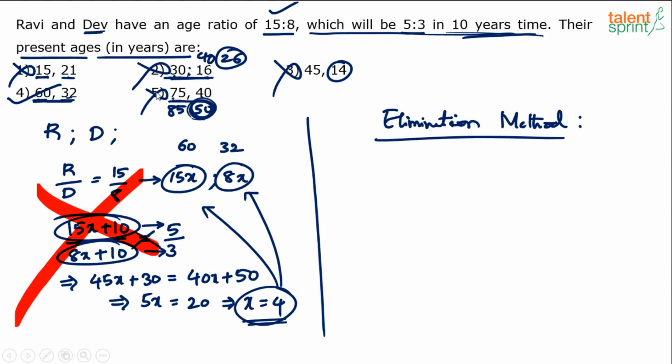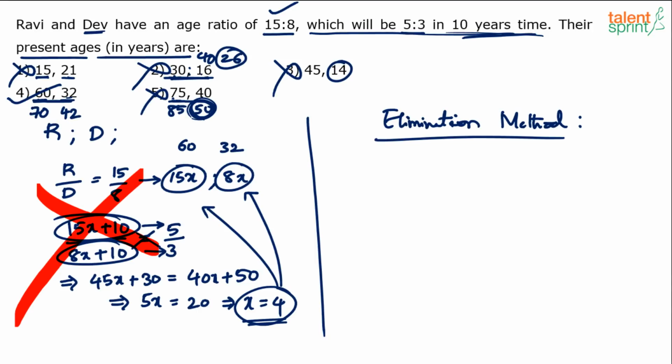So the answer has to be option 4. Let's verify option 4. I mean, we don't have to verify because already 4 options are eliminated, but let's check. What happens? 60 and 32 are the present ages. So after 10 years, 70 and 42.